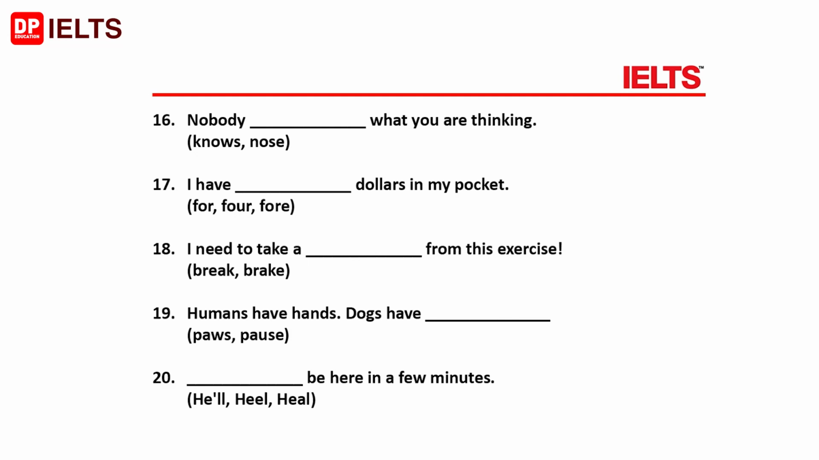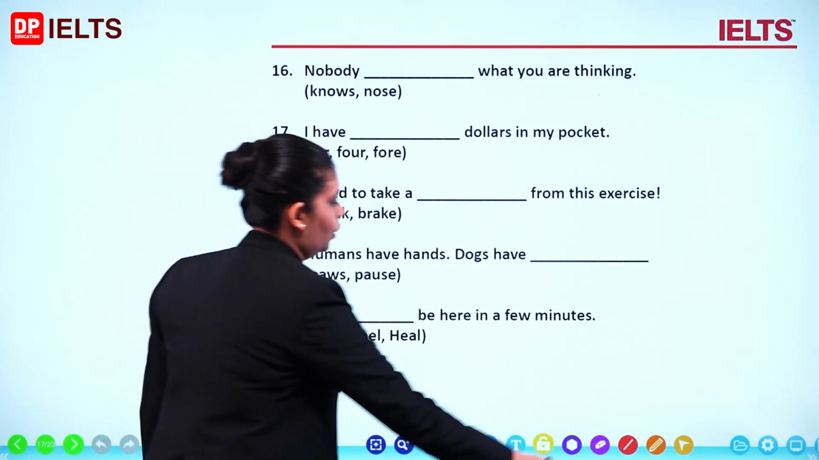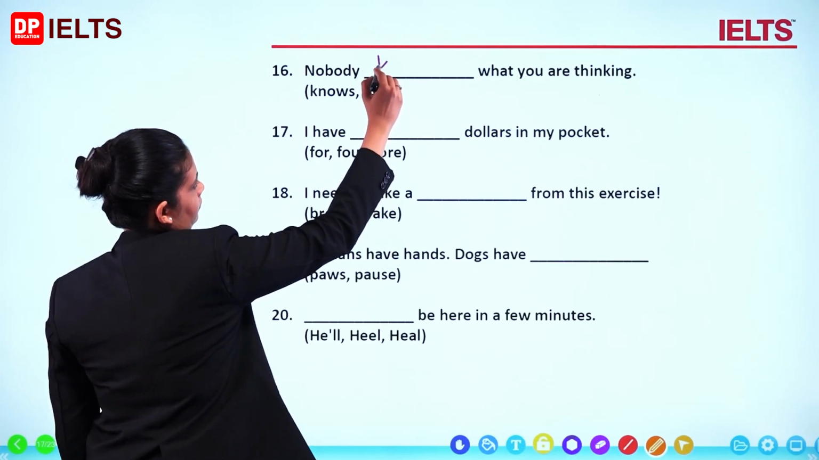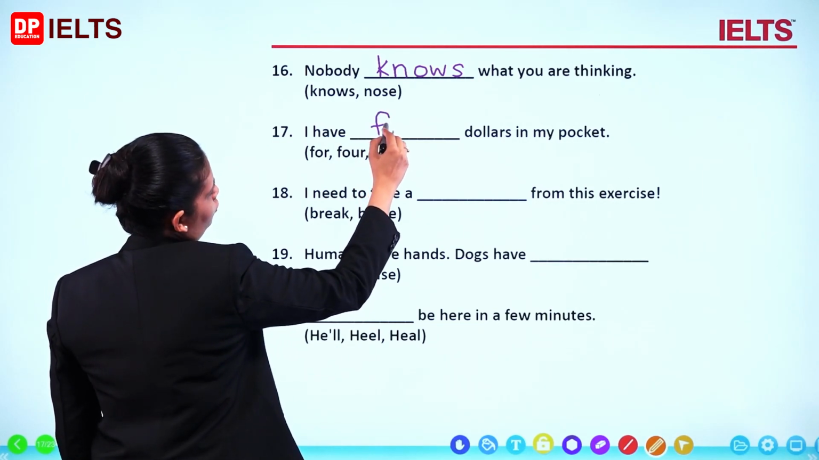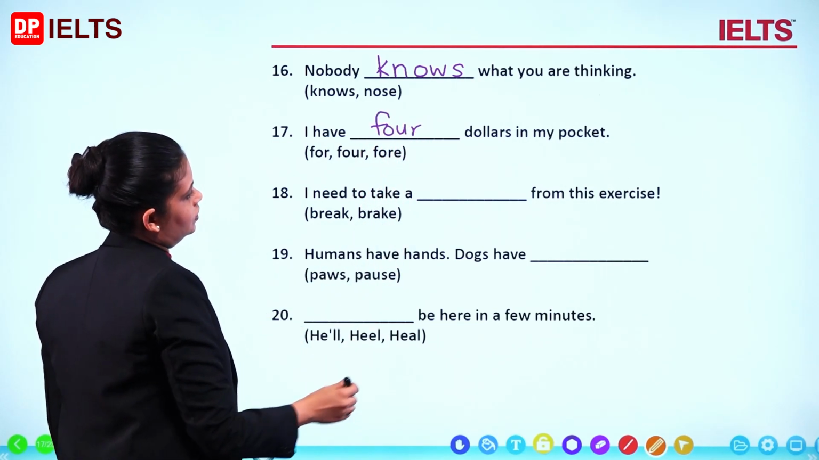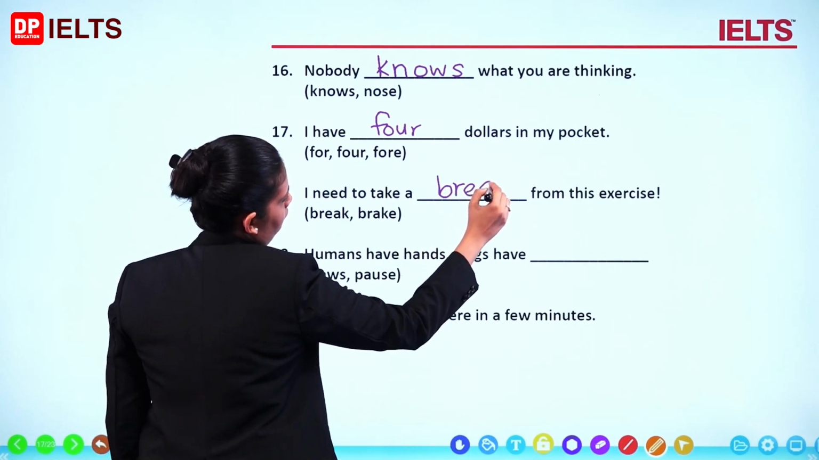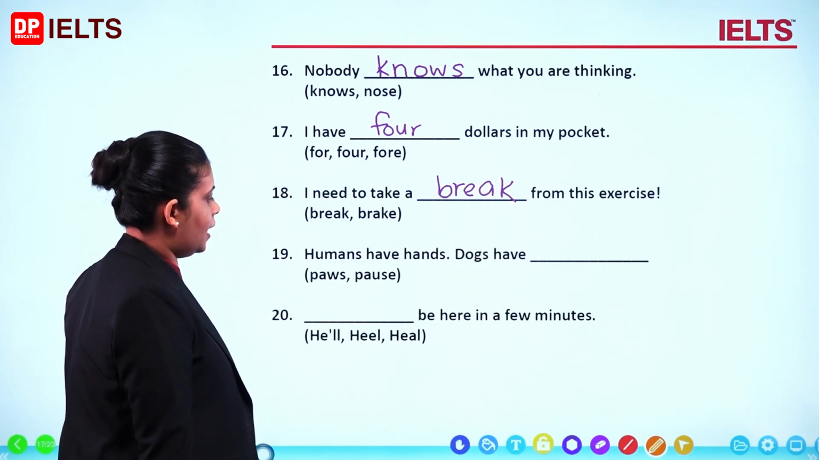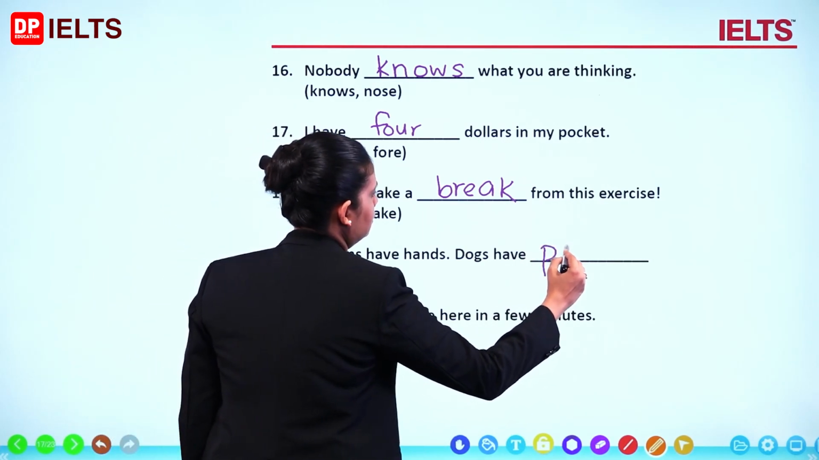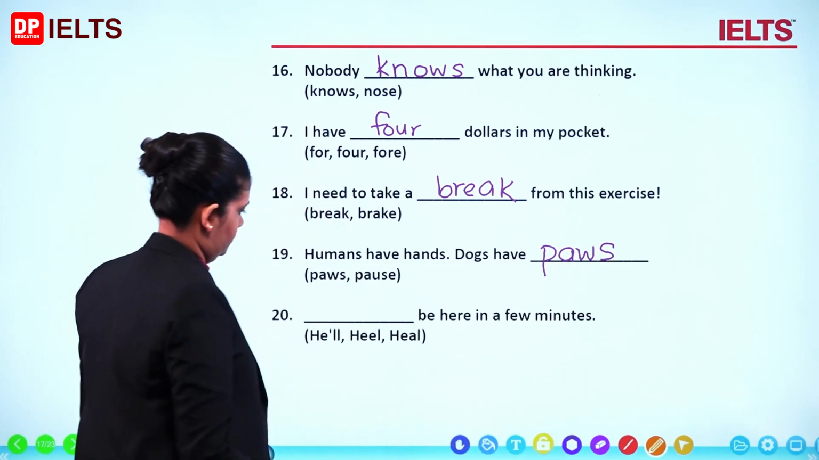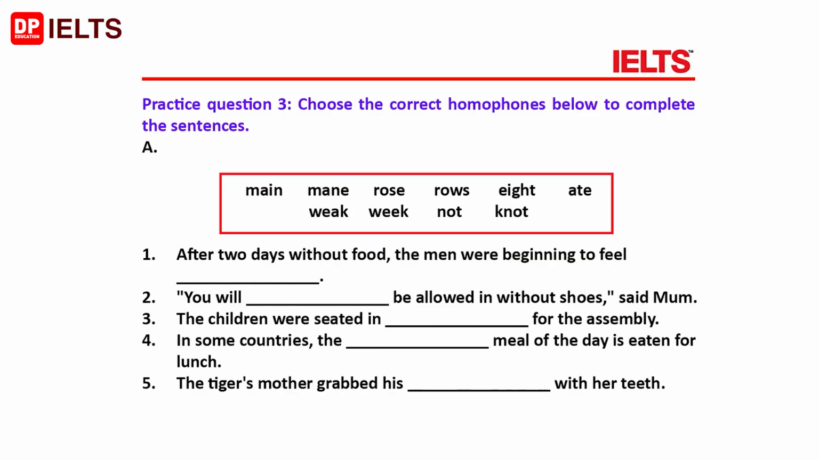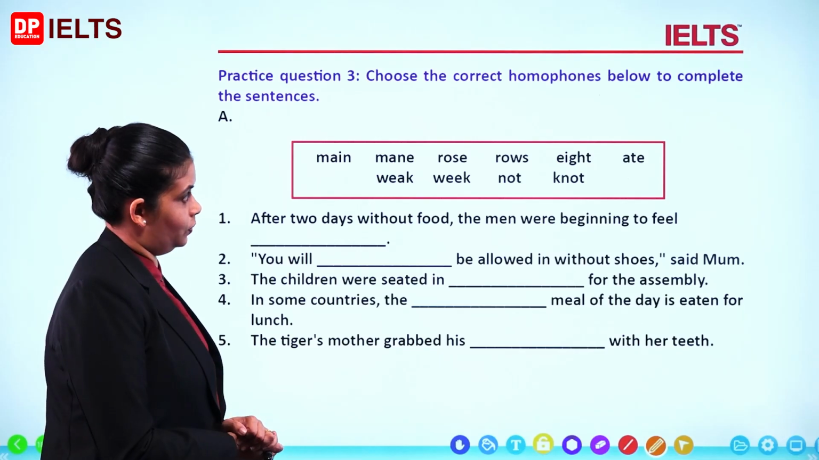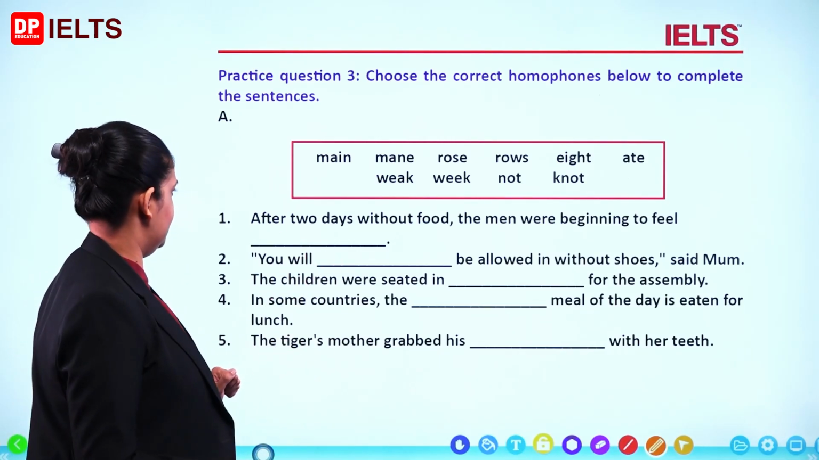Okay? Nobody knows. I have $4. I need to take a break. Humans have hands, dogs have paws. He'll be here in a few minutes. Right? So moving on to the next one. Practice question 3. Choose the correct homophones and we have to complete the sentences.